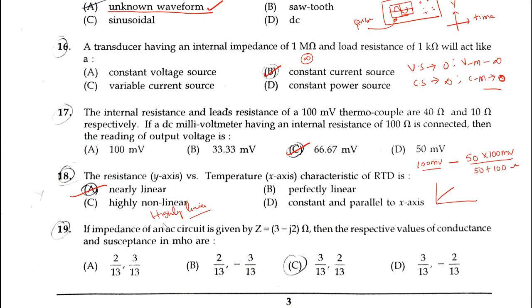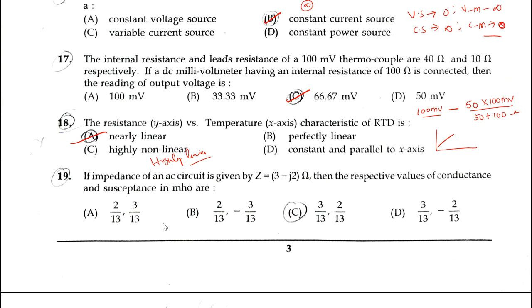The impedance of an AC circuit is given by Z is equal to 3 minus j2 ohms. The respective values of conductance and susceptance in mho only. For this kind of problem, don't take 1 by 3 minus 2 by 3. First take the impedance and convert it into its admittance, so Y is 1 by Z. Y is equal to 1 by 3 minus j2, multiplied by 3 plus j2 divided by 3 plus j2. Simplify this and you will get 3 plus j2 divided by 13.